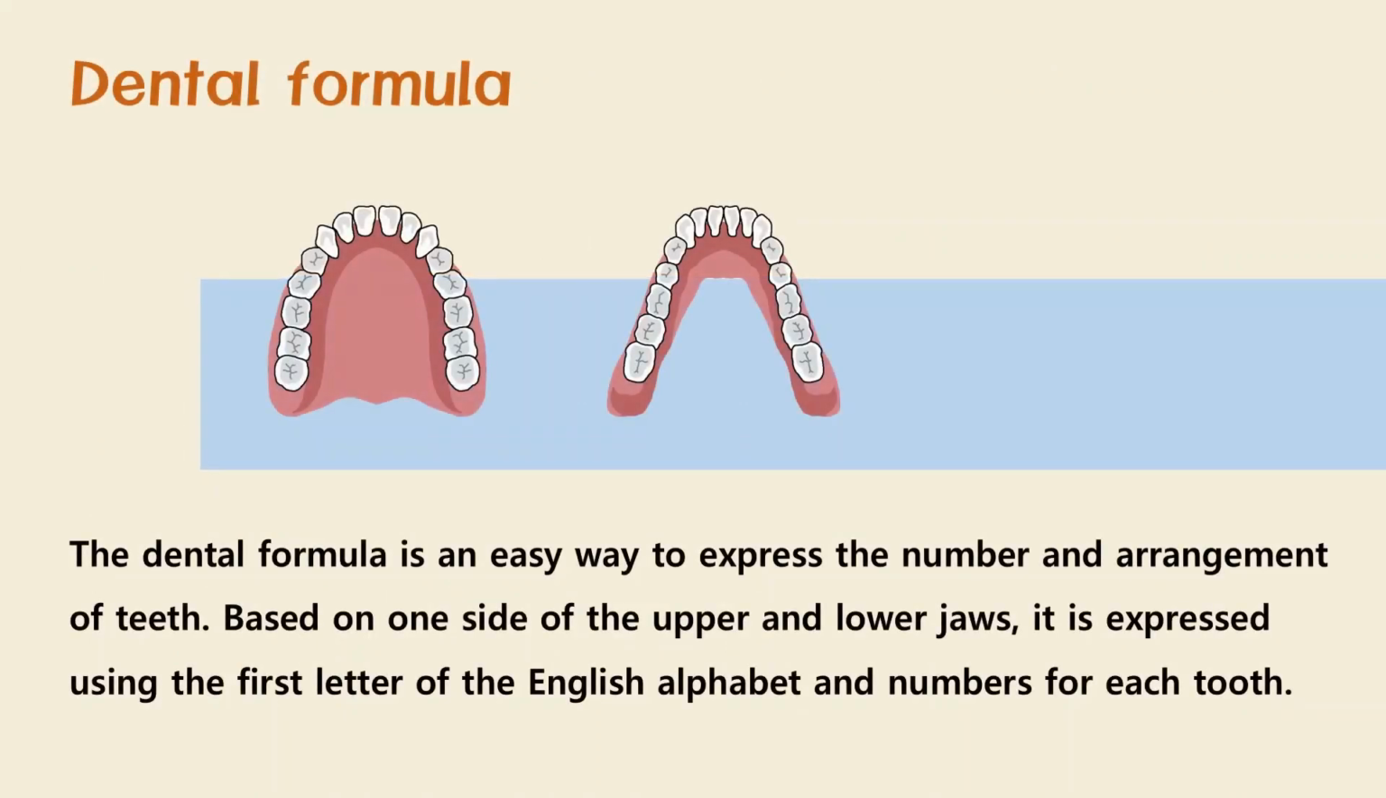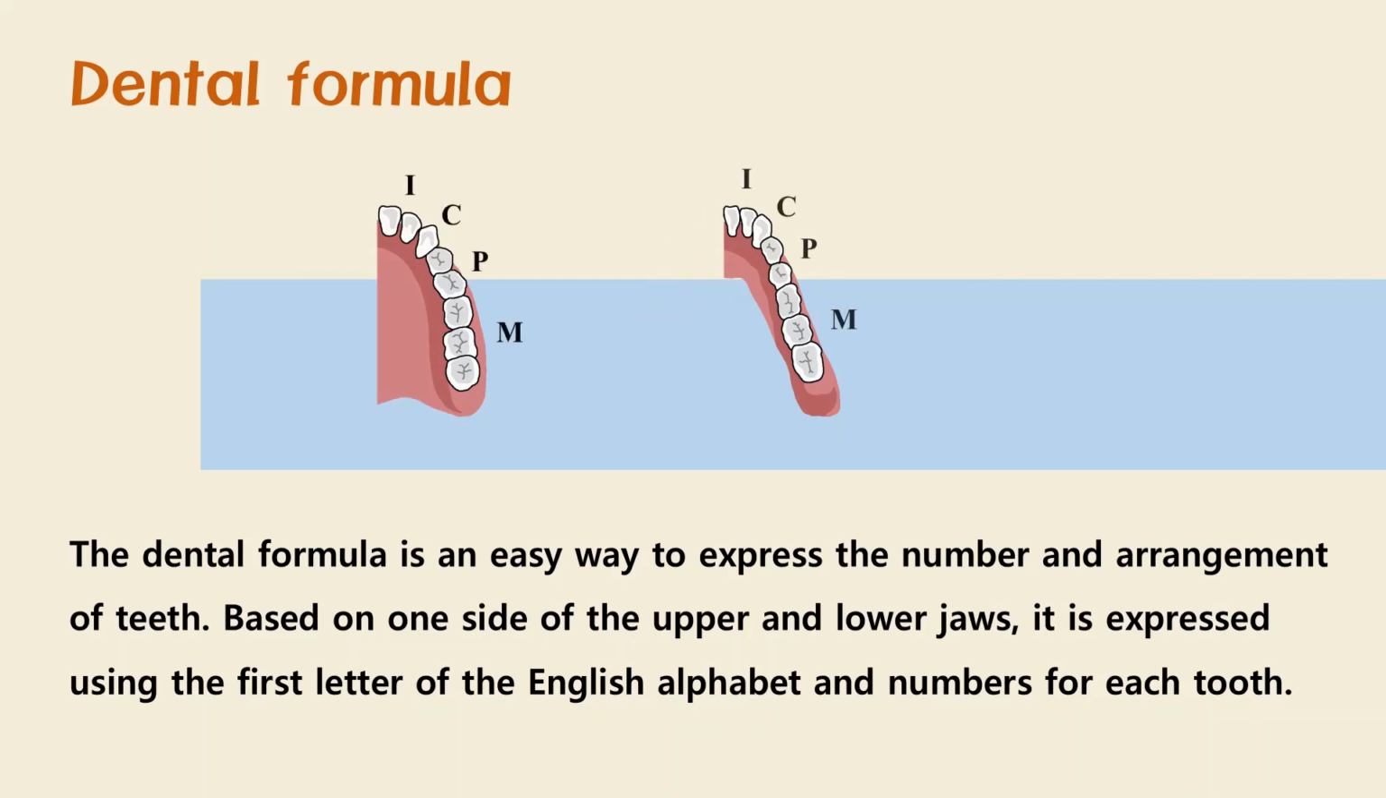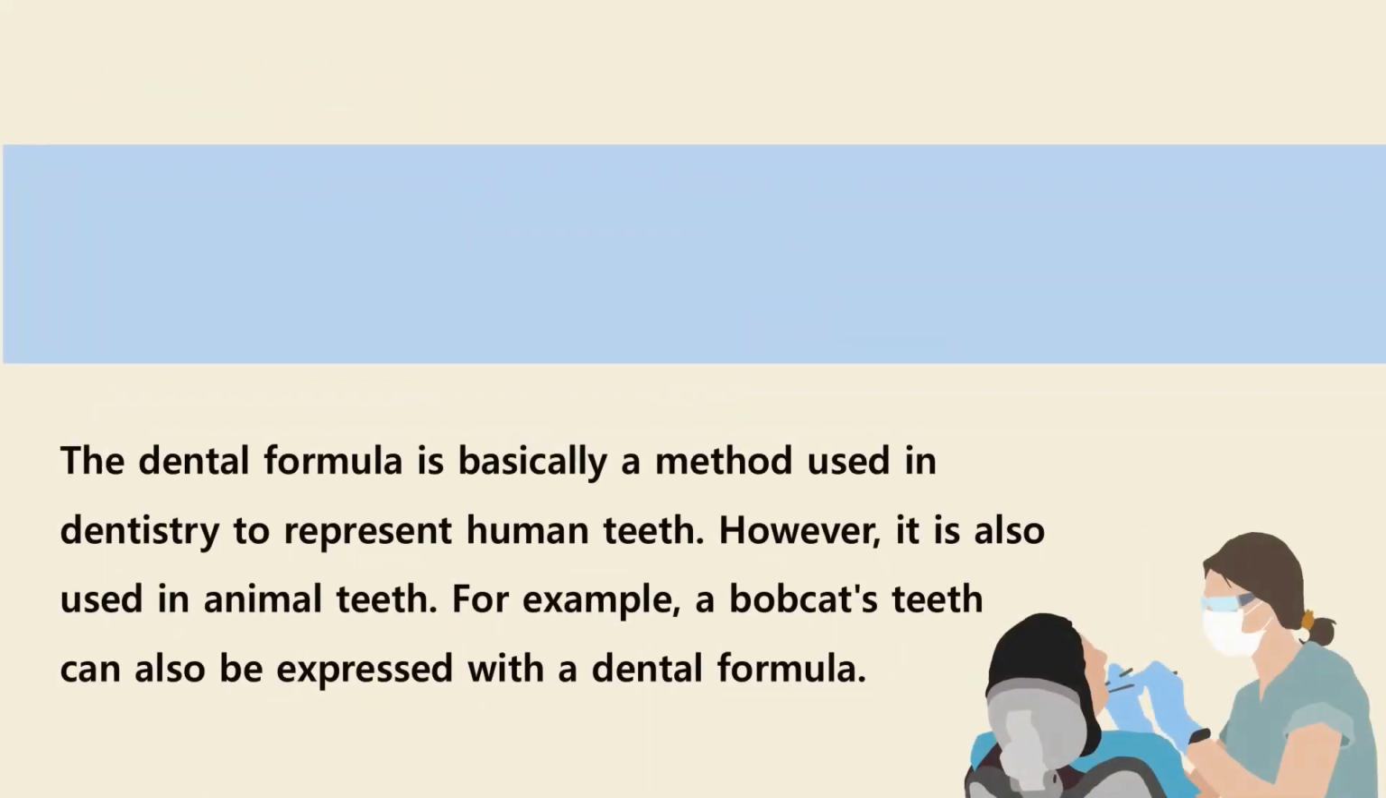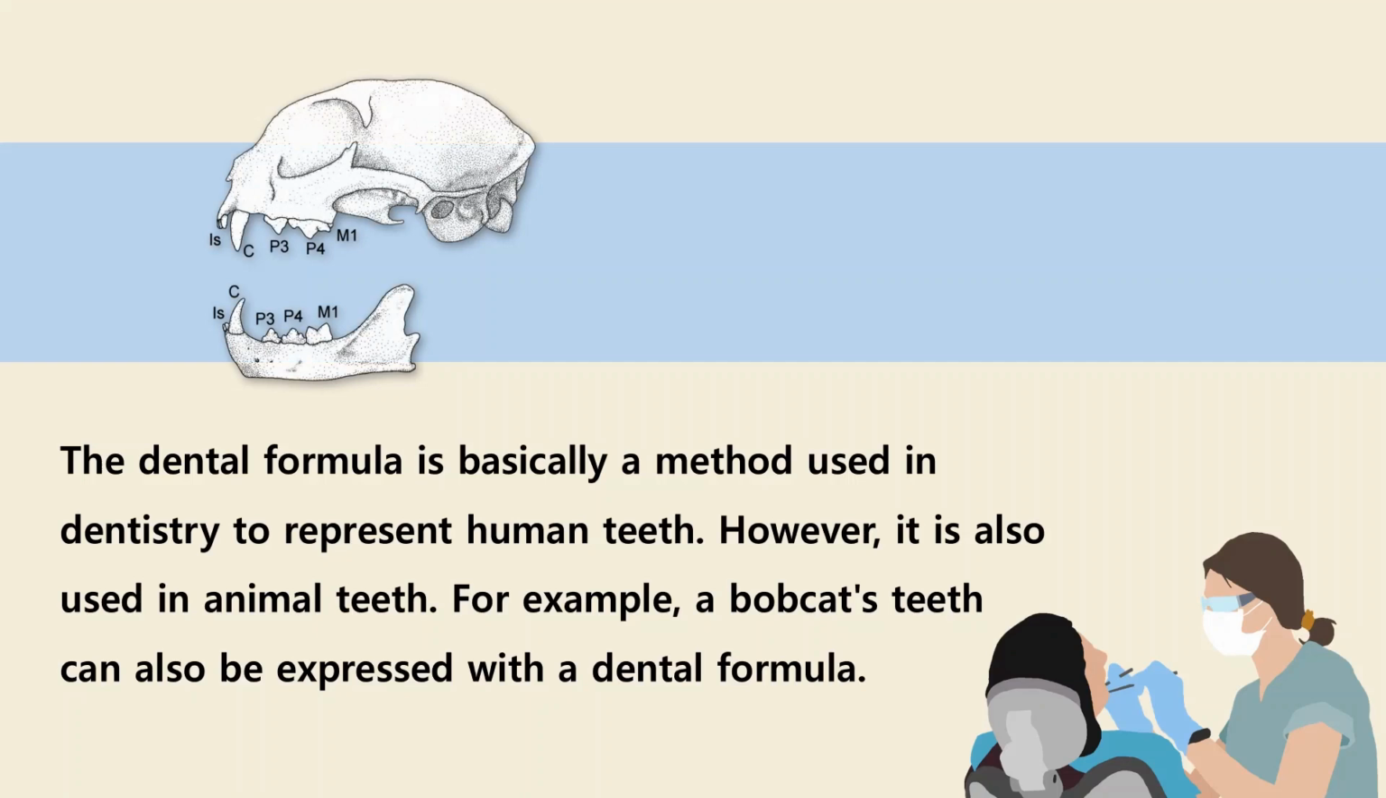Dental formula. The dental formula is an easy way to express the number and arrangement of teeth. Based on one side of the upper and lower jaws, it is expressed using the first letter of the English alphabet and numbers for each tooth. The dental formula is basically a method used in dentistry to represent human teeth. However, it is also used in animal teeth. For example, a bobcat's teeth can also be expressed with a dental formula.